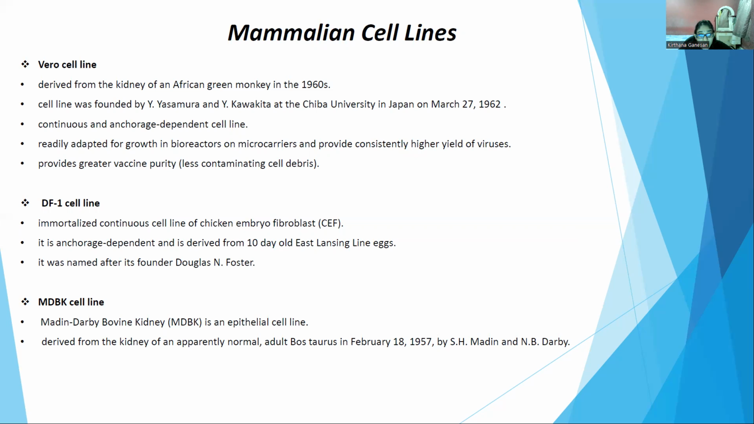Secondly is the DF1 cell line, which is an immortalized continuous cell line of chicken embryo fibroblasts. It is anchorage dependent and it is derived from 10-day-old East Lansing line eggs. It was named after its founder Douglas N. Foster. Thirdly is the MDBK cell line, which is the Madin-Darby bovine kidney cell line, which is an epithelial cell line. So it is derived from the kidney of an apparently normal adult Bos taurus on February 18, 1957 by S.H. Madin and N.B. Darby.